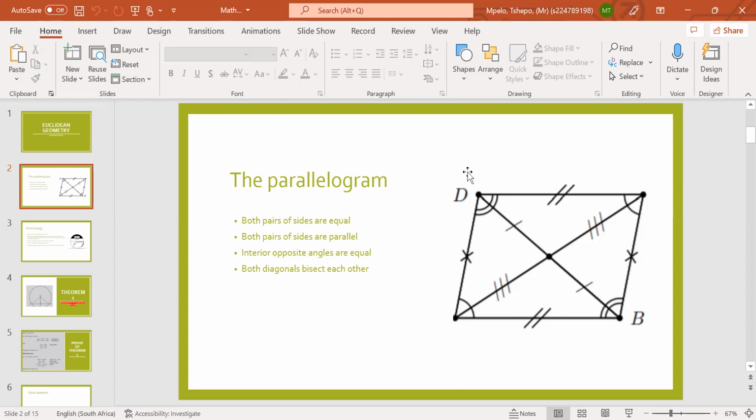Got that? Okay. And then the most important thing is that the two interior opposite angles of the parallelogram are equal. By so saying, I'm trying to say angle D is equal to angle B. And this angle is also equal to that angle. So that is also an important property to remember, that the two interior opposite angles are equal. Got that?